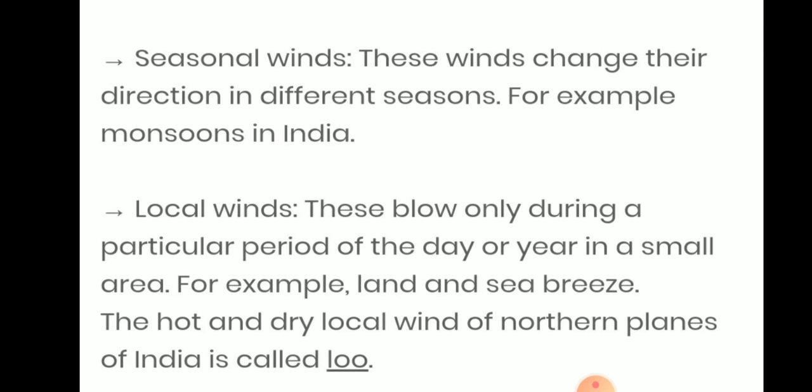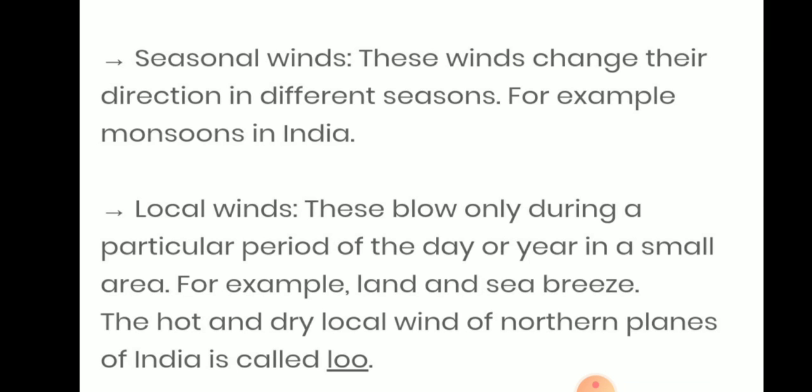And second, after permanent wind, we have seasonal winds. These winds change their direction in different seasons. So those winds which change their direction of movement with the change of the season are known as seasonal winds. For example, we have the monsoon wind in India. In summer, this wind comes from sea to land, and in winter, it goes to sea from land.